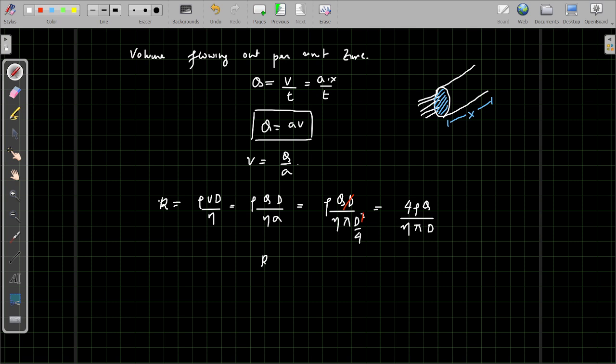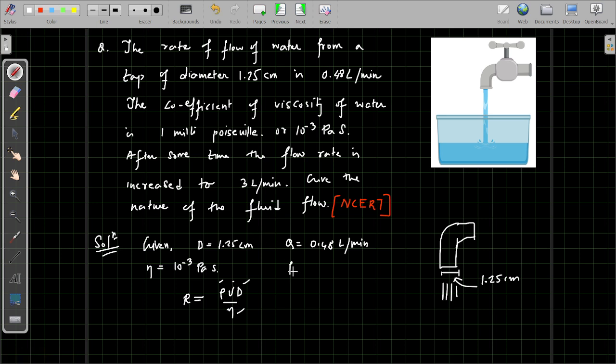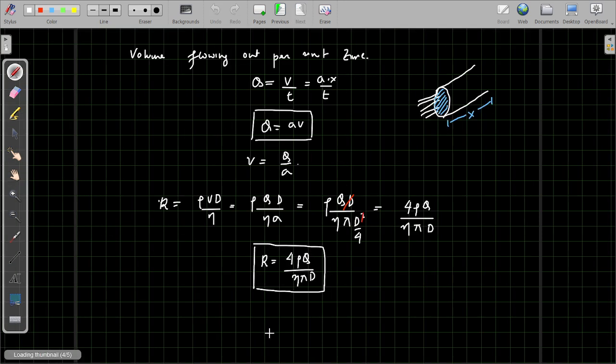So our reduced formula stands out to be R = 4ρQ / (ηπd). Using this, if we use the data provided, we will be able to determine the value of R. For the first case, ρ is the density of water. By the way, the density of water, as we know, is 1000 kg per meter cube. So we can use these facts now.